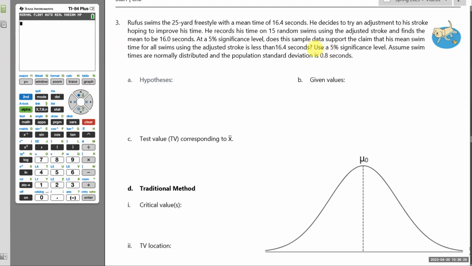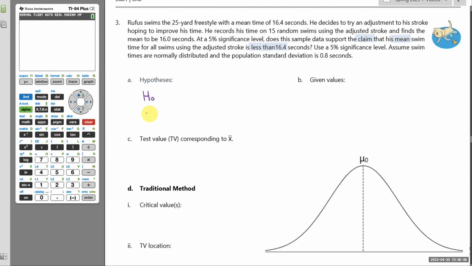All right, I repeated here the significance level. Assume swim times are normally distributed and that the population standard deviation is 0.8 seconds. All right, so let's start with writing our claim. So it's about the population mean. And he's wondering if by adjusting the stroke that his time for this event will be less than 16.4 seconds. All right, so we'll start there.